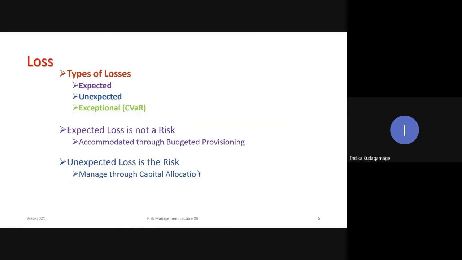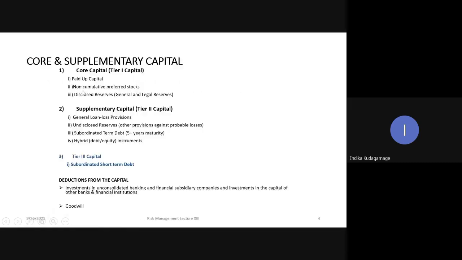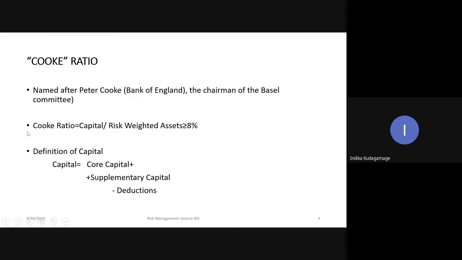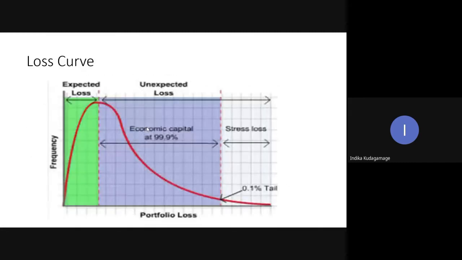So losses are this: expected, unexpected, and exceptional. Expected loss is not a risk because it is adjusted through provisioning. Unexpected loss is managed through capital, right? We need capital in order to look at this one. So capital adequacy ratio plays a role there, right? I think during this course, you are learning this in detail later.